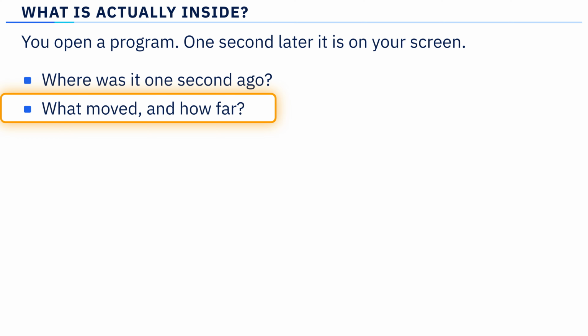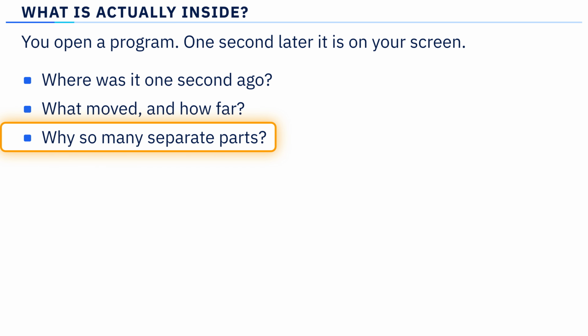Second question. What moved and how far? Something had to carry that program from the drive to the part that runs it. That trip costs time. Third question. Why does one machine need so many separate parts? Why not build one big chip that does everything by itself?